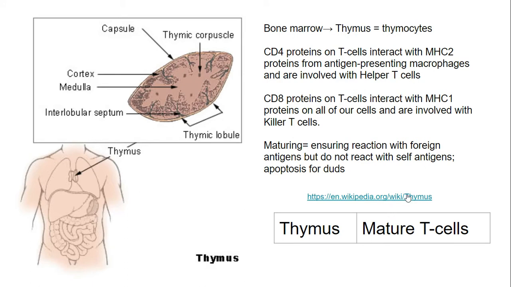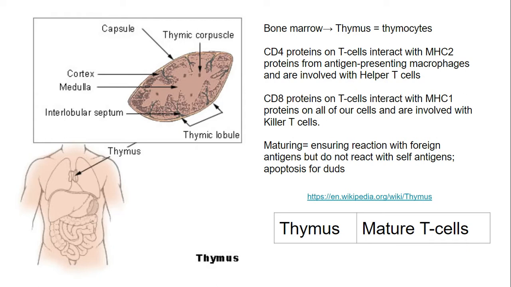So what the heck does maturing T cells actually mean? This thymus organ gets much, much smaller as you age, and plays less of a role. But when we mature T cells, ultimately what that means is that these helper Ts and killer Ts, through a kind of complex process, ensure that they react with foreign antigens but do not react with self antigens.